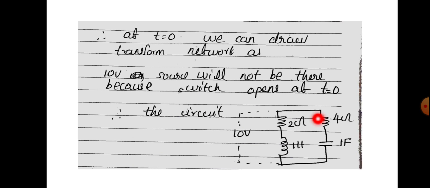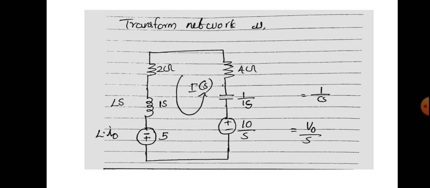Similarly, in this capacitor portion, you should know the drawing of the transformed circuit for this capacitor. In the case of a capacitor, it will be replaced by another capacitor in series with a voltage source, and that capacitor value will be 1 by Cs. Here C is 1, so 1 by Cs will become 1 by S, and the voltage source value will be V0 by S. You have found that V0 is 10, so 10 by S comes here.